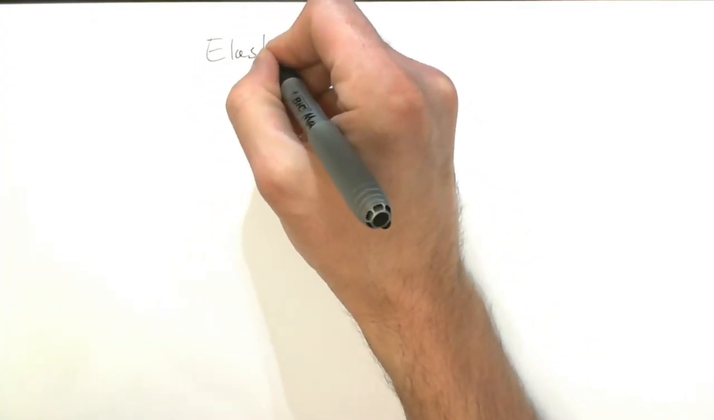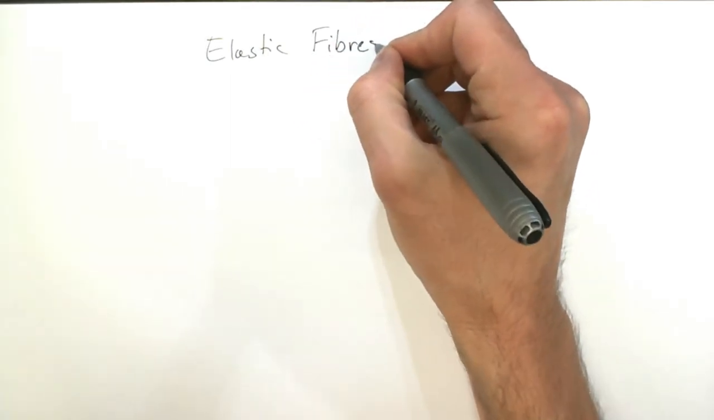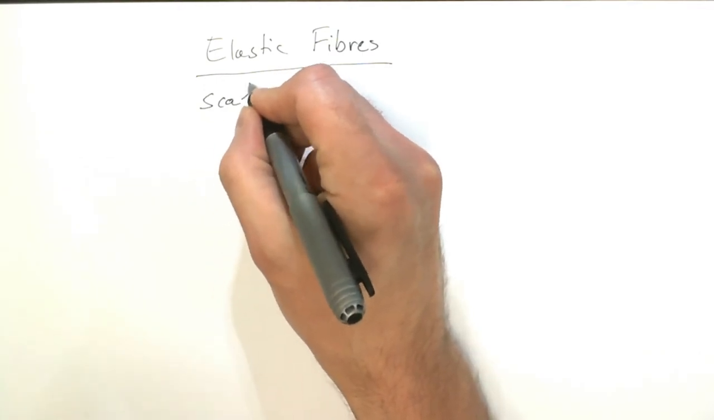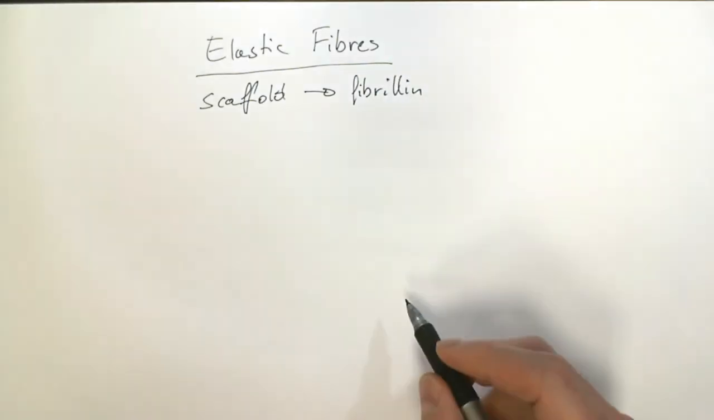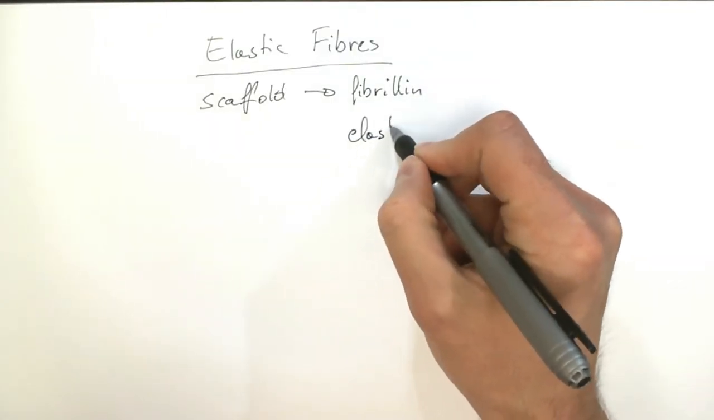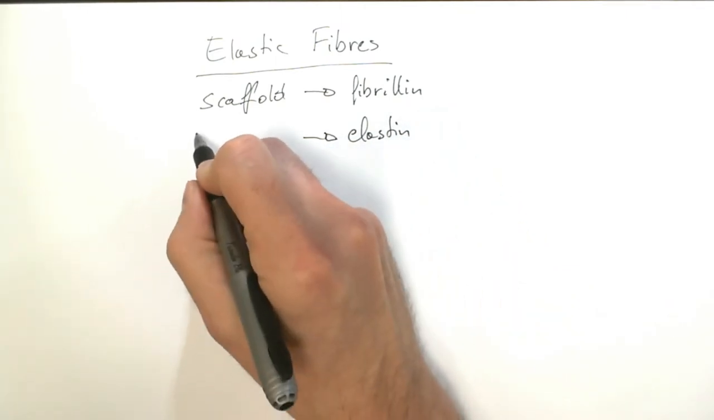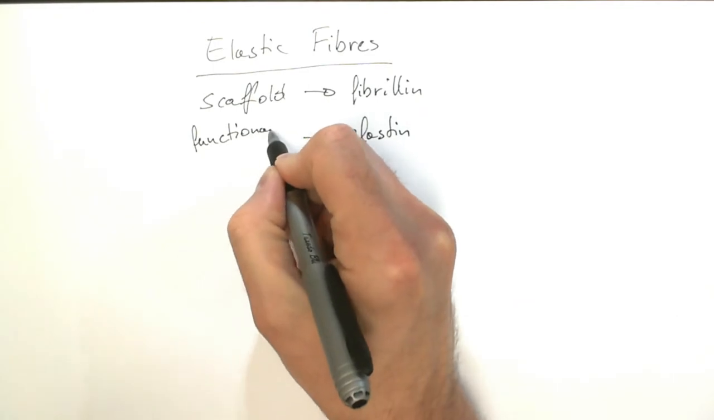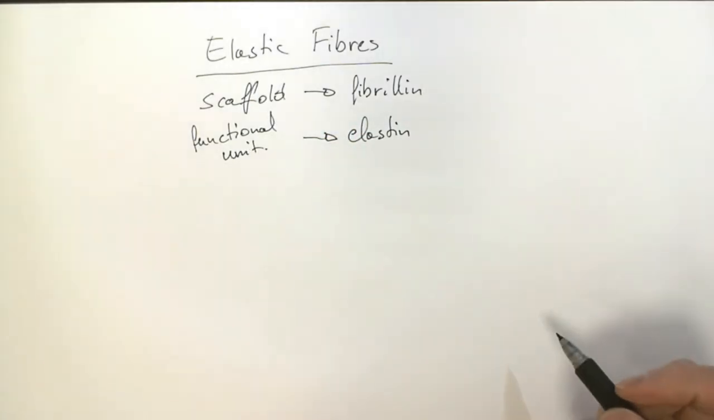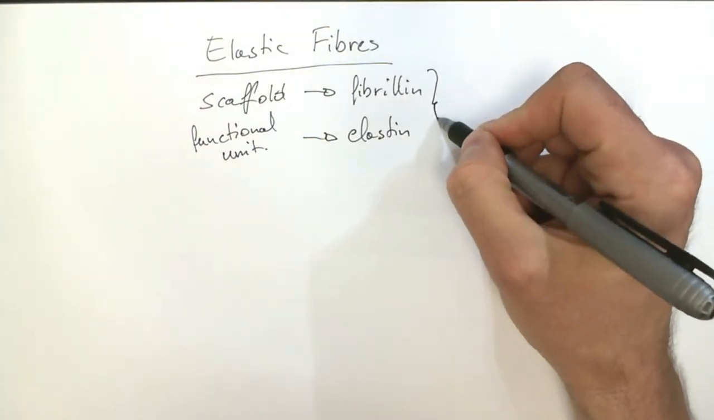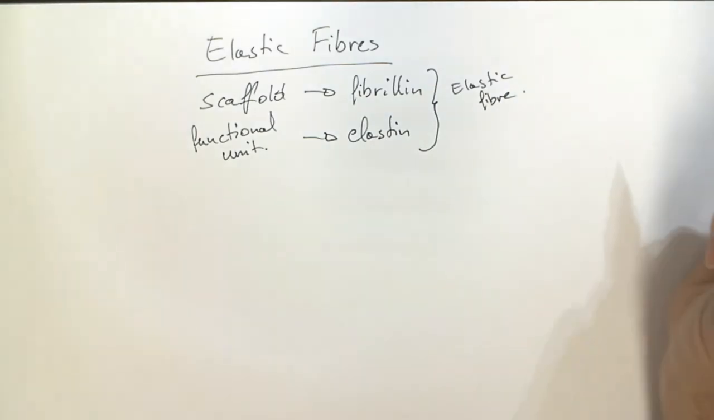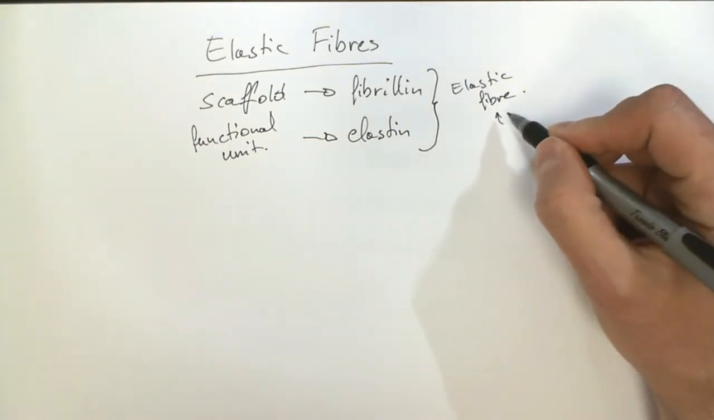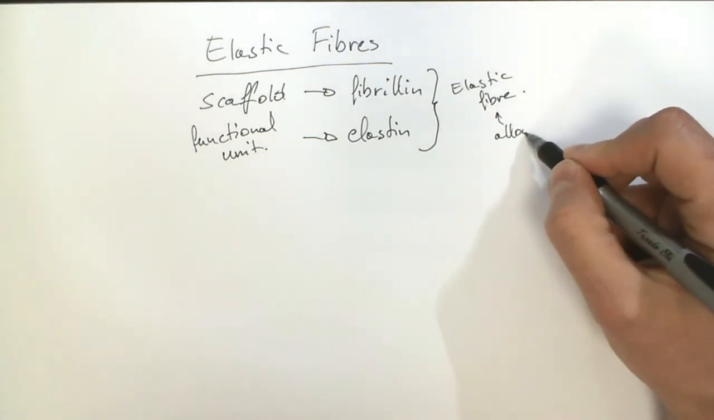The other type of fiber is elastic fiber. Elastic fibers are composed of a scaffold of fibrillin, and on that scaffold are going to be arranged fibers of elastin. Now, basically, you can think of elastic fibers as the spandex of your body, or spandex of your tissues. You don't need a lot of it to make a tissue elastic, but when you do have it present, it allows for a lot of recoil.